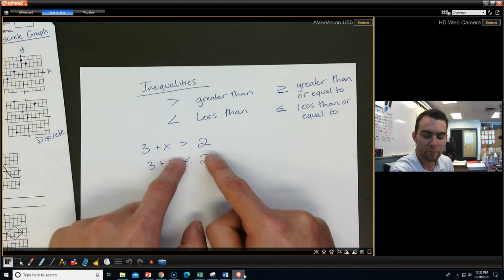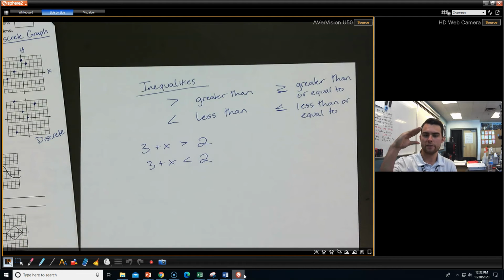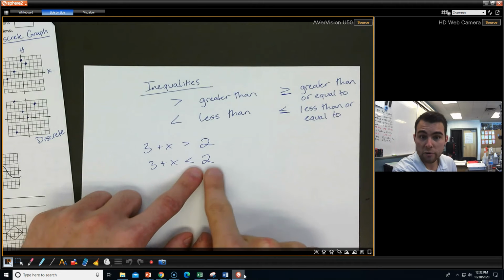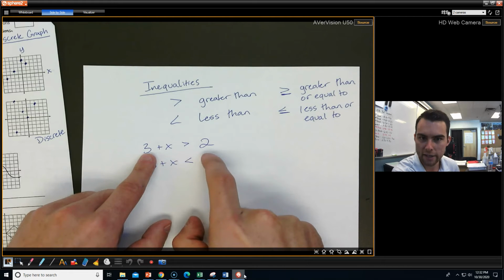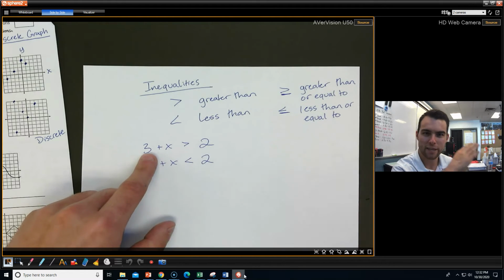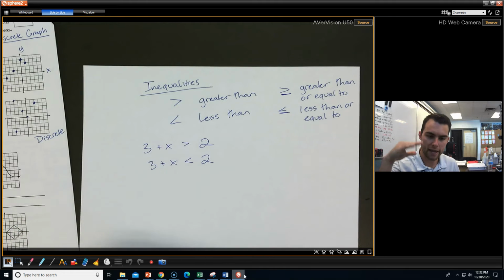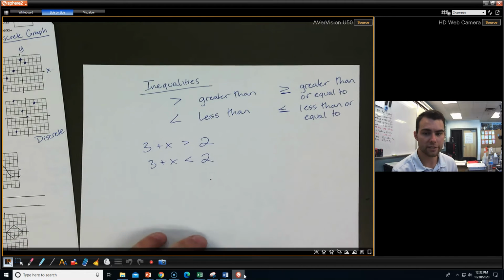Okay? Really what determines it is this alligator mouth example. You can think of an alligator as pretty hungry, so whichever side's bigger, that's what the alligator wants to eat. He wants to eat the bigger side. So he wants to eat the 2 because the 2 is greater than. He wants to eat the 3 plus x because it's greater than the 2. Okay? So that's how that works. You could show it's greater than. All right? Well, we're going to run with this idea and use it with our continuous graphs.